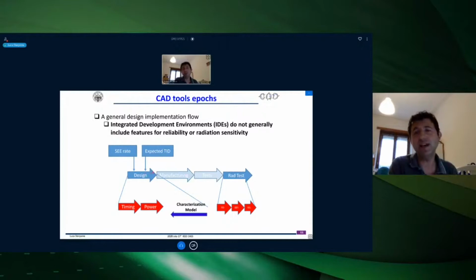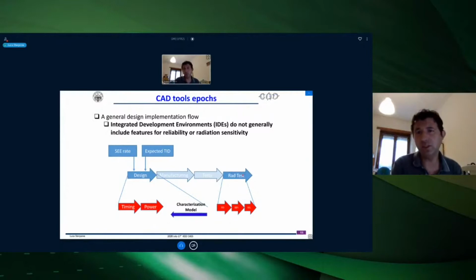Let me say that you design, you do the manufacturing, then you test, and then you can perform a radiation test if you want to see if it is working. But you have different types of effects you can measure. For example, during the design, typically what you do is have timing and power. Today you can start to have some fault tolerance properties of your circuit.